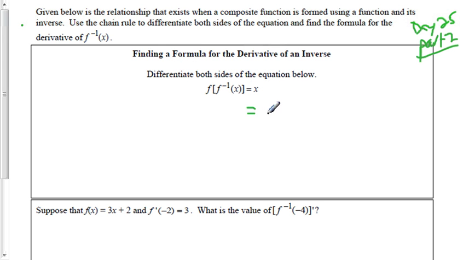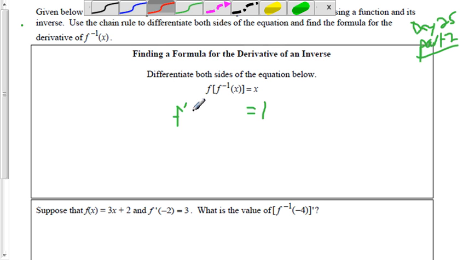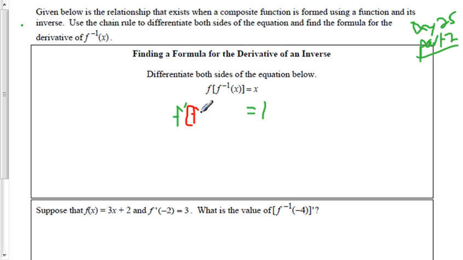So again, differentiate both sides of the equation below. Derivative of x is 1. Now, chain rule, outside, inside. So take the derivative of the outside. That's going to be f prime. Now, leave the inside the same. That's going to be f inverse of x.